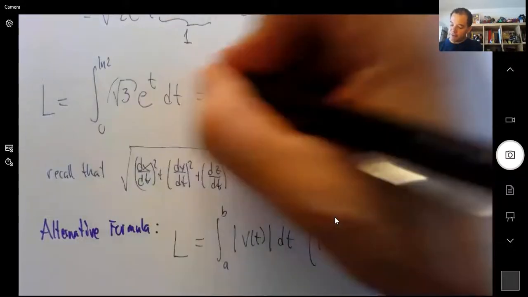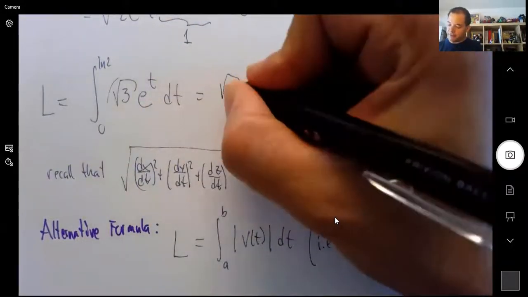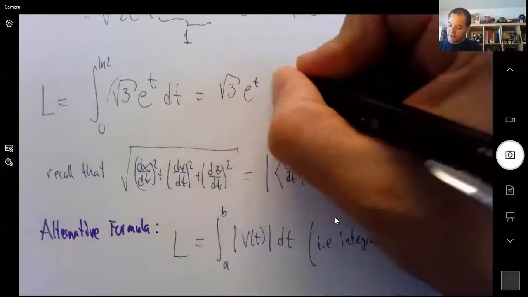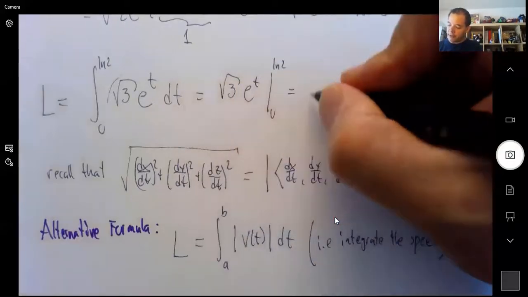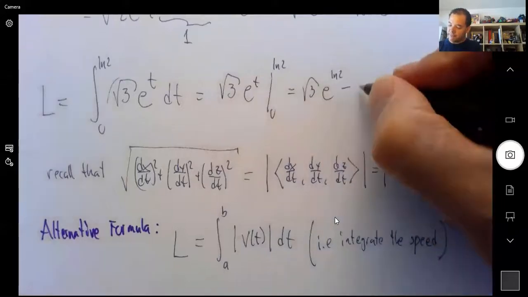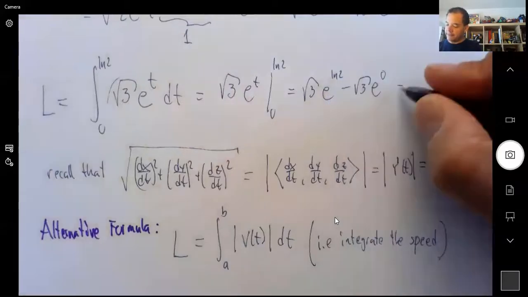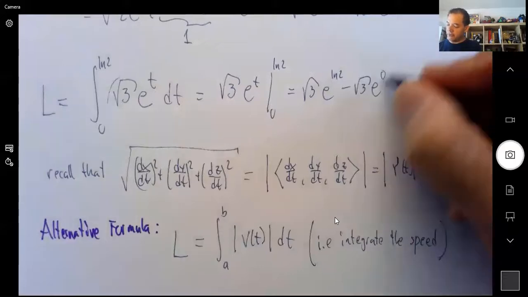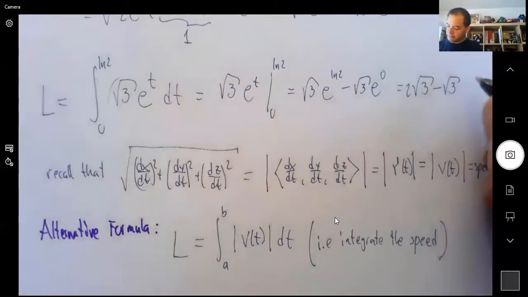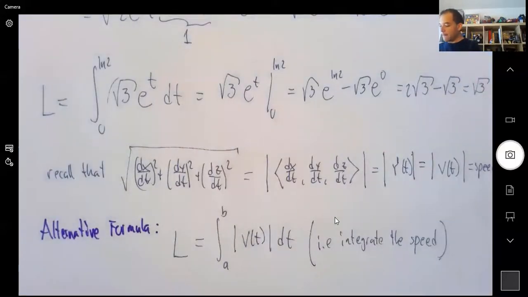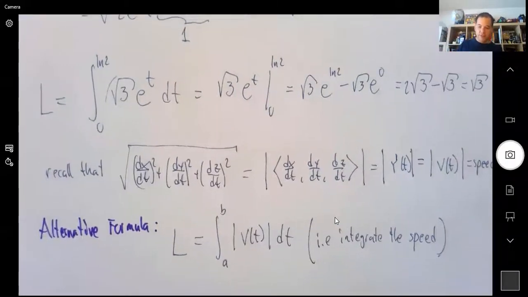So we take the square root of 3 out, and when we integrate, the integral of this is this. And we're doing it from 0 to ln2. So we plug in ln2, we plug in 0. Remember that e to the ln2, they cancel each other, so that's 2, and e to the 0 is 1. So the length is actually square root of 3, believe it or not. Okay, questions? All right.